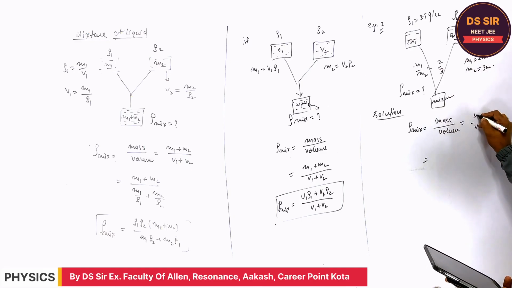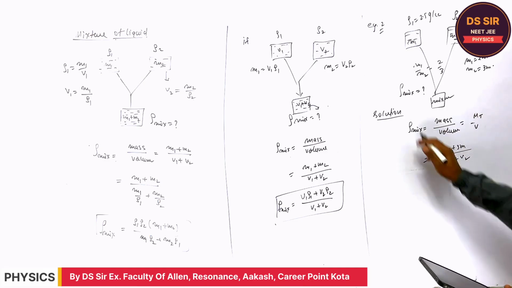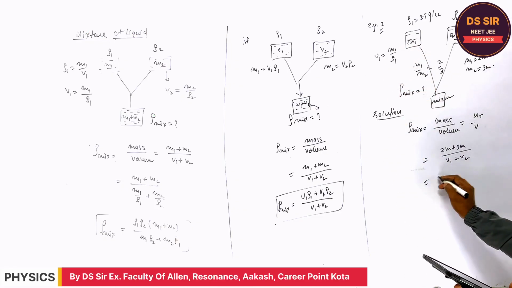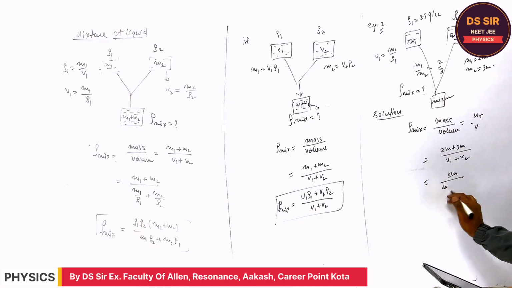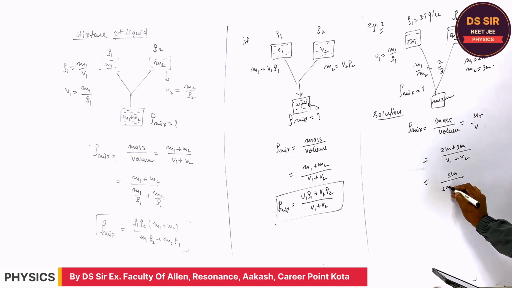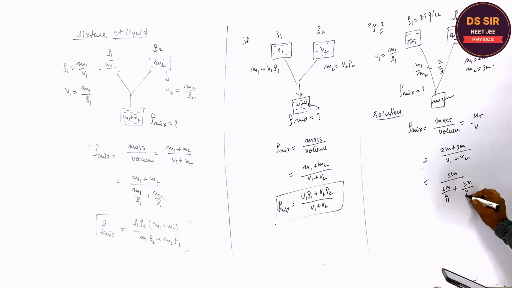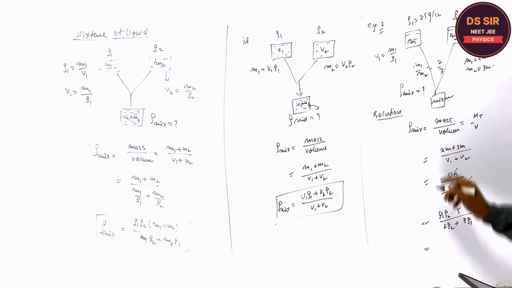So what is the total mass? Total mass is 2m plus 3m, which is 5m in the numerator, and the volume is V1 plus V2. So what is the volume? V1 is equal to M1 upon rho1, plus V2 is equal to M2 upon rho2. I think you understand this. The m will cancel out. So the density is 5 rho1 rho2 upon 2 rho2 plus 3 rho1. Now I will put in the values and you will get the answer.